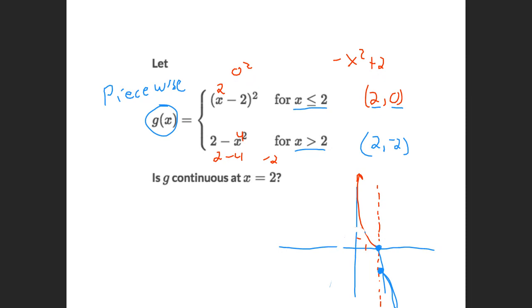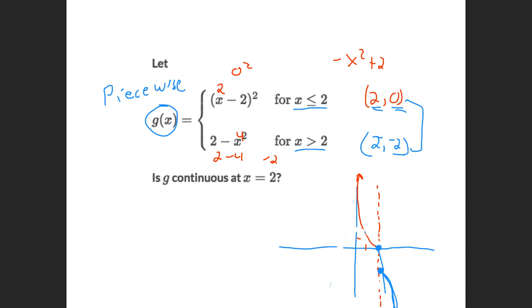In order for it to be a continuous function, these 2 points have to be exactly the same. The x values and the y values have to be exactly the same. They're not. So my graph is going to look more like this than what I had in the beginning, because I was just freehand sketching it. So your answer should be no, this is not continuous.